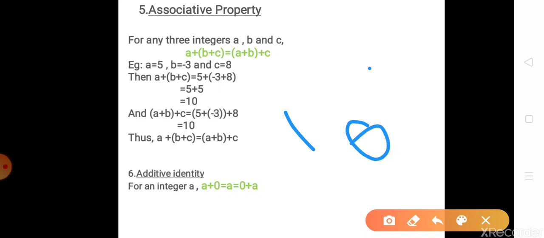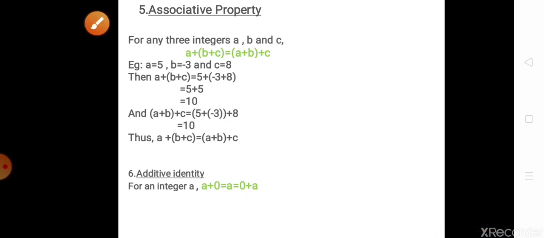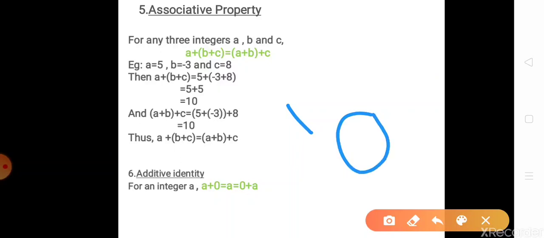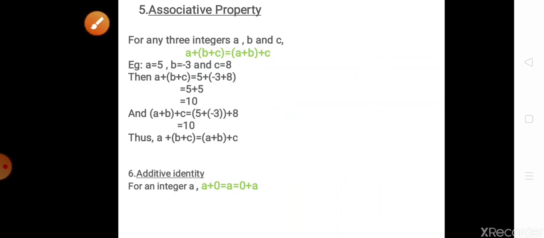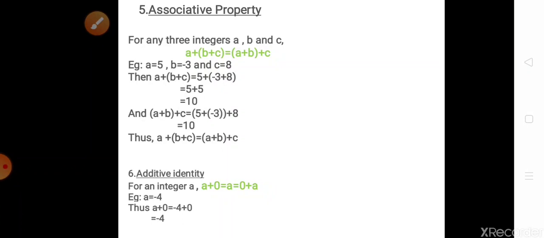So 0 is going to be the additive identity for any integer a. Now I have an example also. Suppose a equal minus 4. Now it's very simple. If we add 0 to a, minus 4 plus 0, the result will be minus 4. So I hope you all have understood these properties.